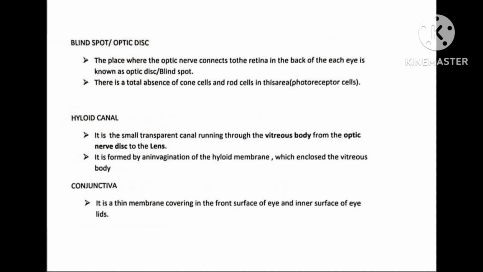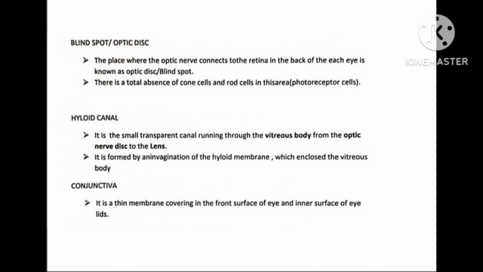Blind spot or optic disc. The place where the optic nerve connects to the retina in the back of each eye is known as optic disc or blind spot. There is a total absence of cone cells and rod cells in the photoreceptor cells.